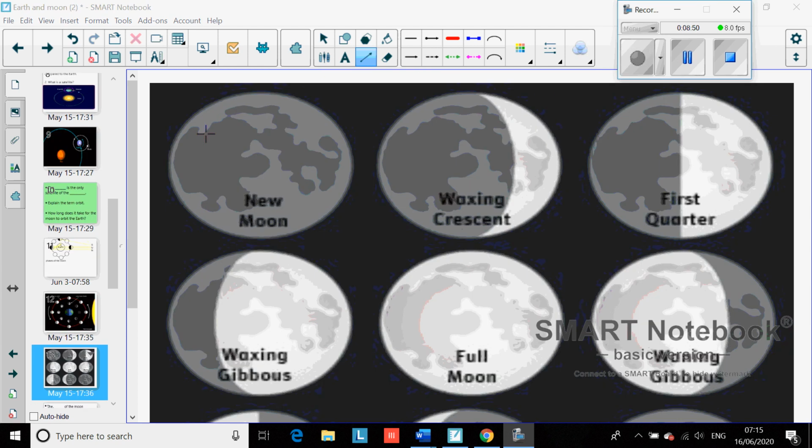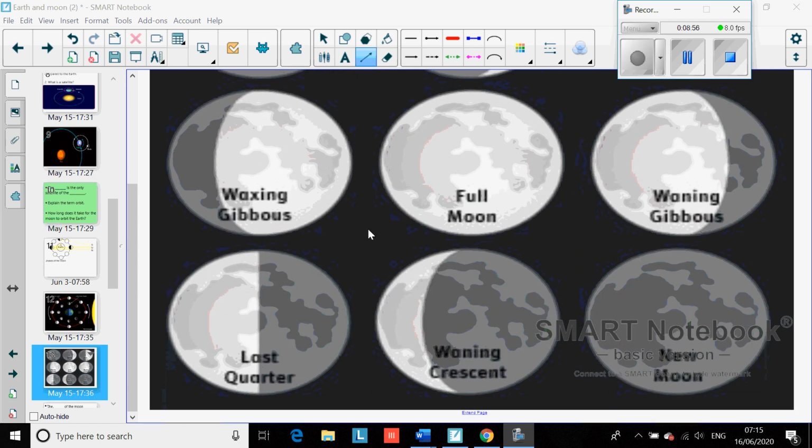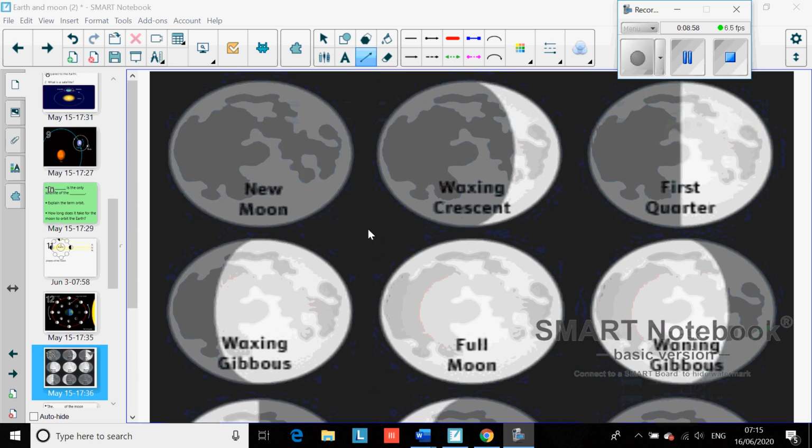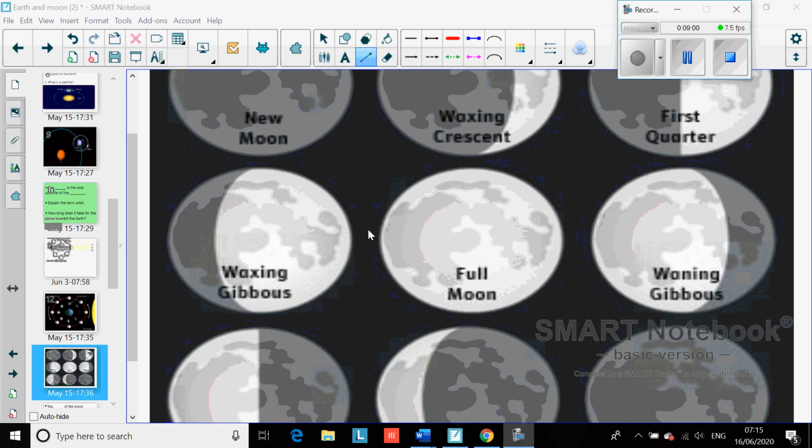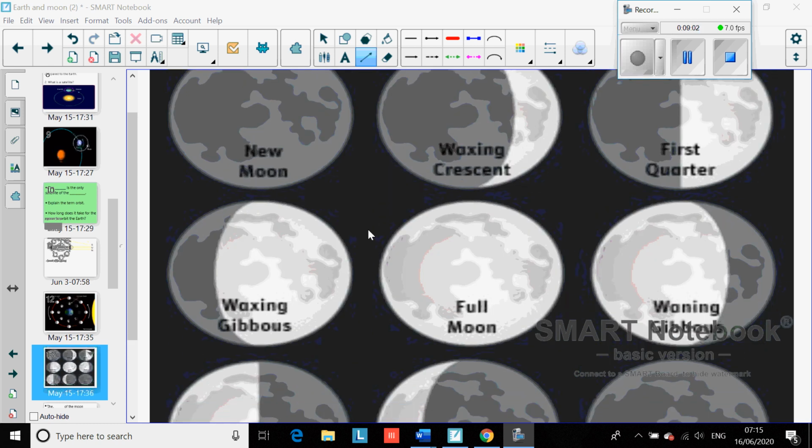Sorry, quick update. The picture on your worksheet, Phase of the Moon, is like this. So you've got these cutouts of the phases of the moon. You need to stick them in the right order, and the first one has been done for you.